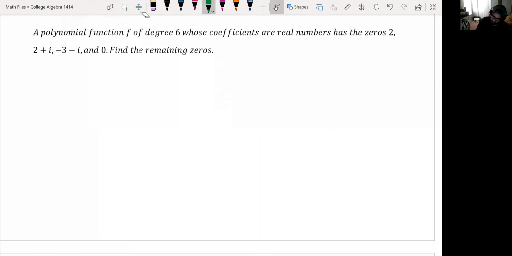We're practicing using conjugate pairs there. Okay. And then a polynomial function of degree 6, whose coefficients are real numbers, has the zeros 2, 2 plus i, negative 3 minus i, and 0. Find the remaining zeros.